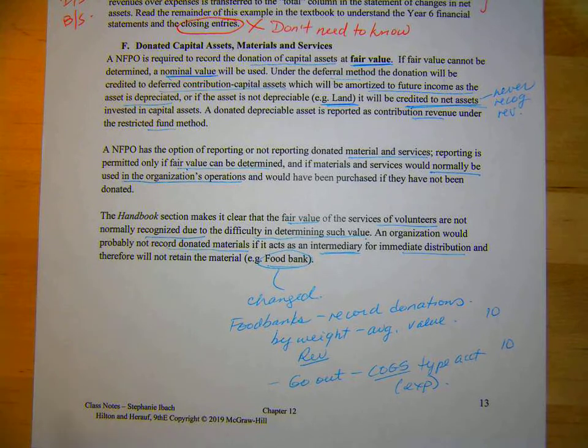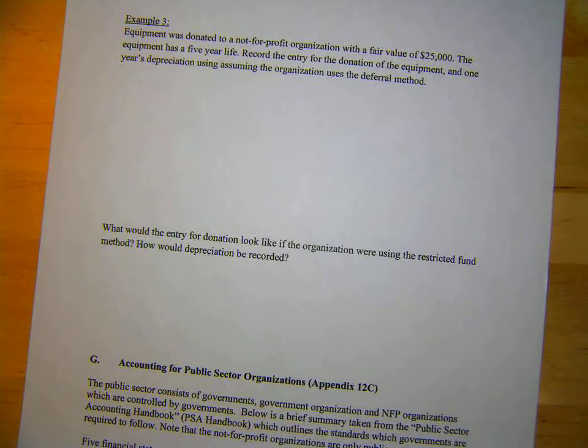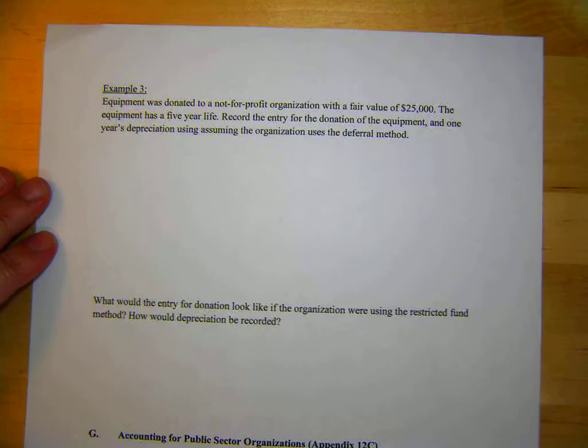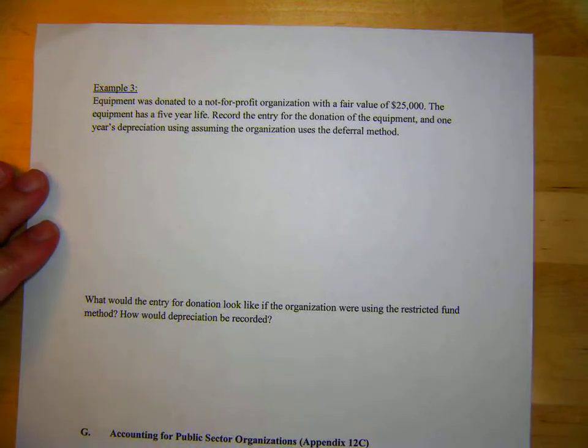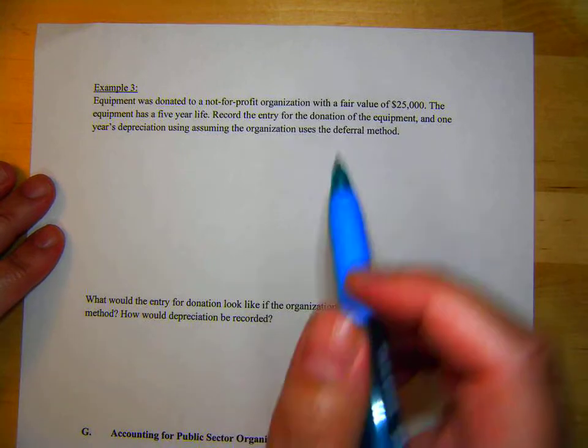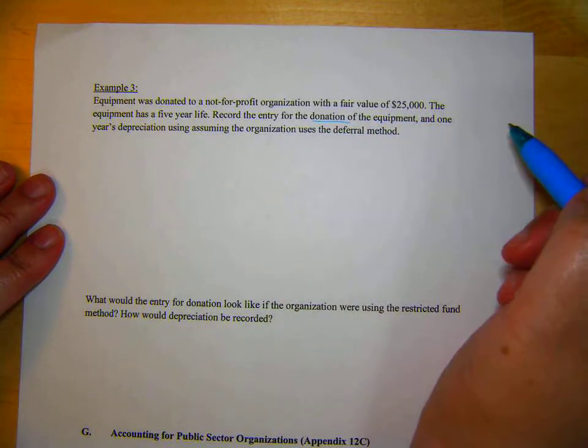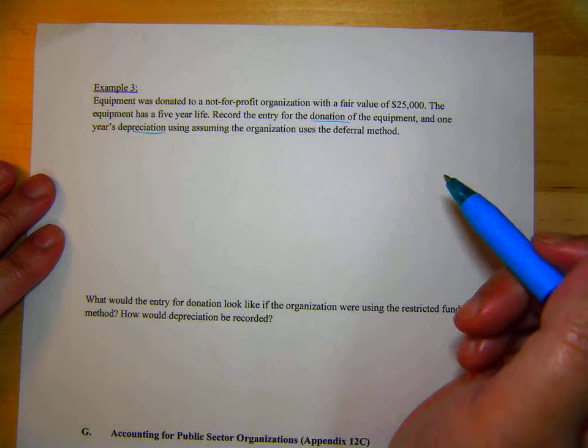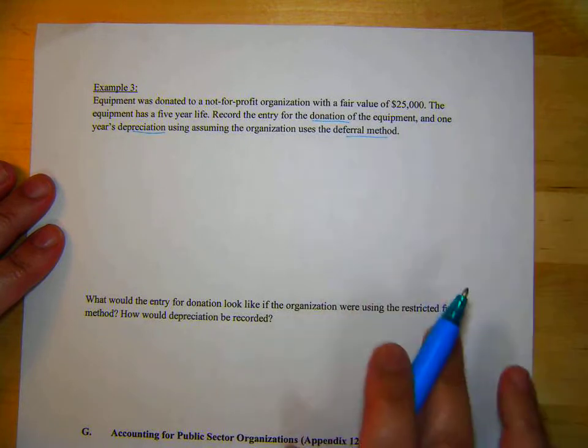So let's look at some entries for donation. And do example 3. Equipment was donated to a not-for-profit organization with a fair value of $25,000. Equipment has a 5-year life. Record the entry for the donation and 1 year's depreciation, assuming they use the deferral method.